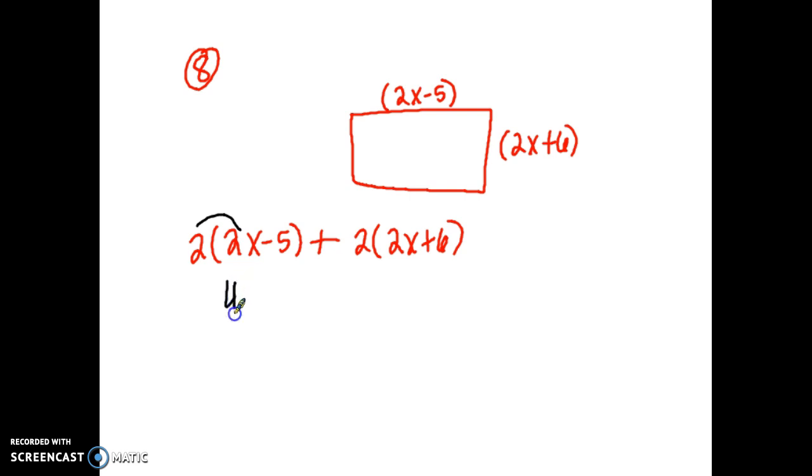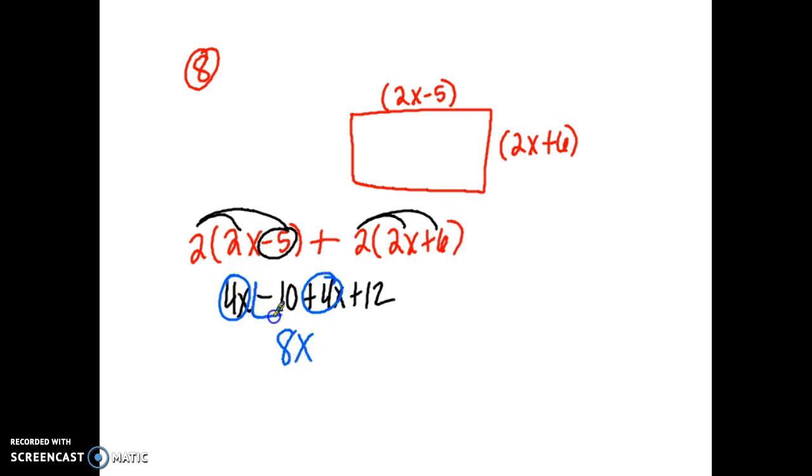So I'm going to distribute. 2 times 2x is 4x. 2 times negative 5 is negative 10. 2 times 2x is 4x. 2 times 6 is 12. 4x plus 4x is 8x. Negative 10 plus 12, my signs are different. So 8x plus 2 is the simplified expression.